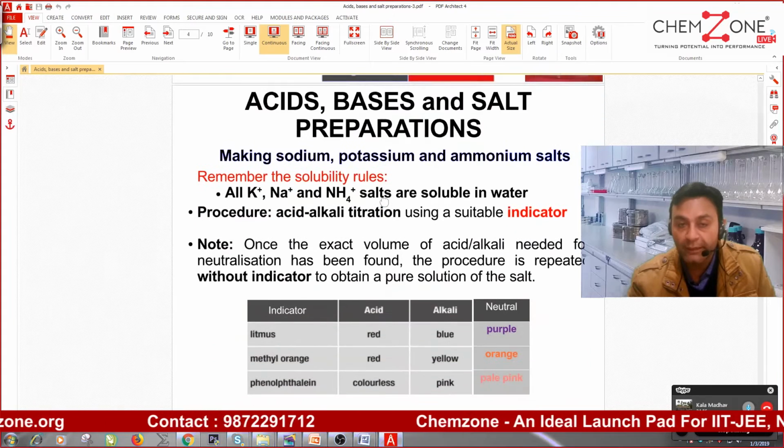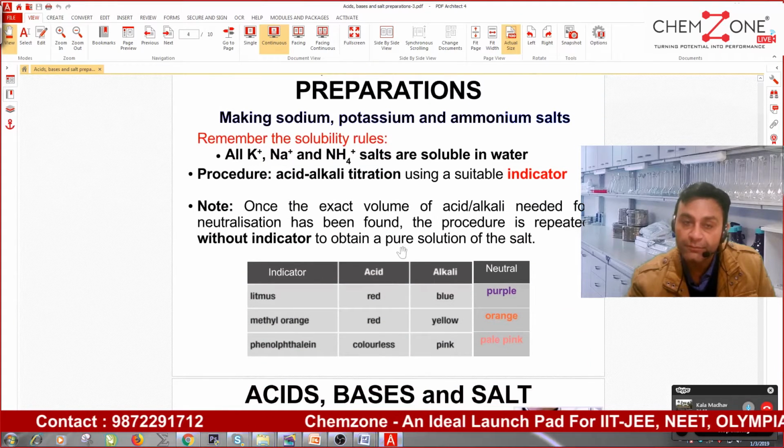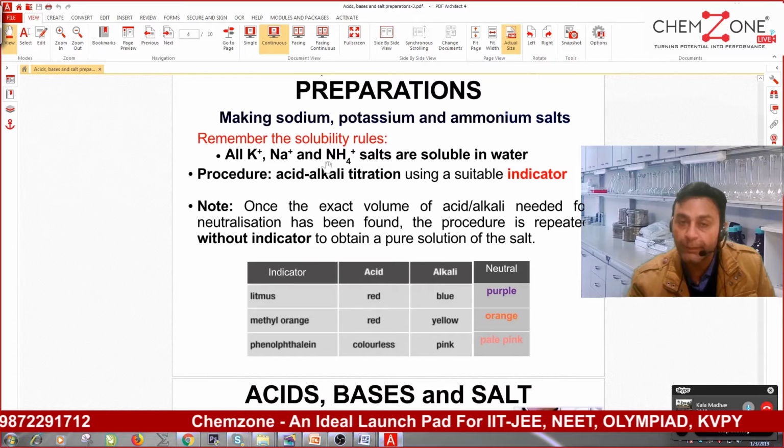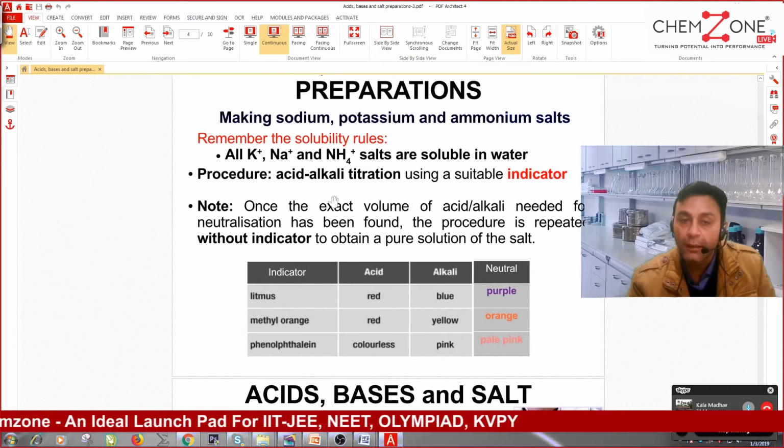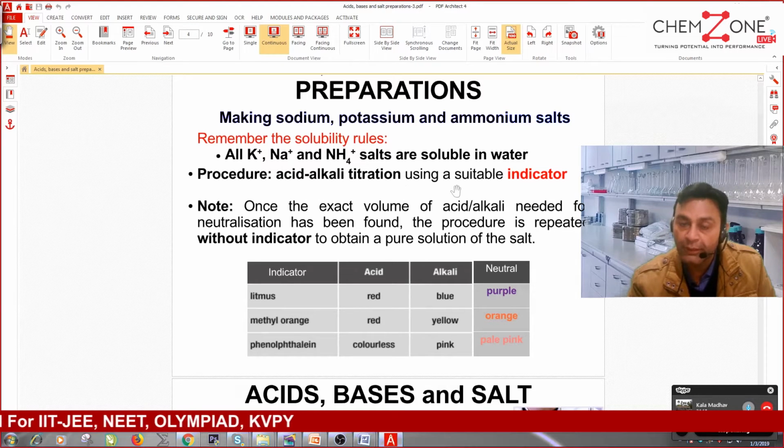And now making the sodium, potassium, and ammonium salts. All the potassium, sodium, and ammonium salts are soluble in water. Right? Alkali acid titration using a suitable indicator.